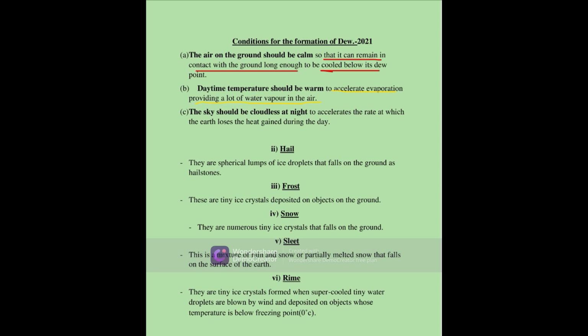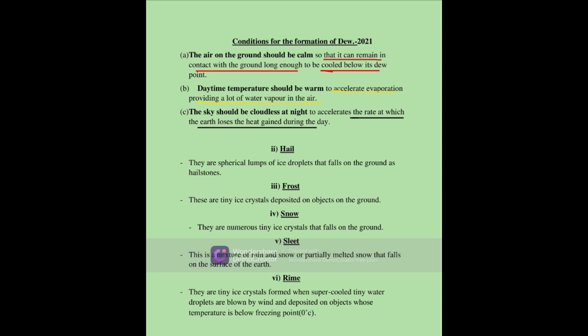Number three is that the sky should be cloudless at night. This is to accelerate the rate at which the earth loses the heat gained during the day. So remember, for each and every condition, there's a reason why it is happening. And eventually, that is what is going to lead to formation of dew.